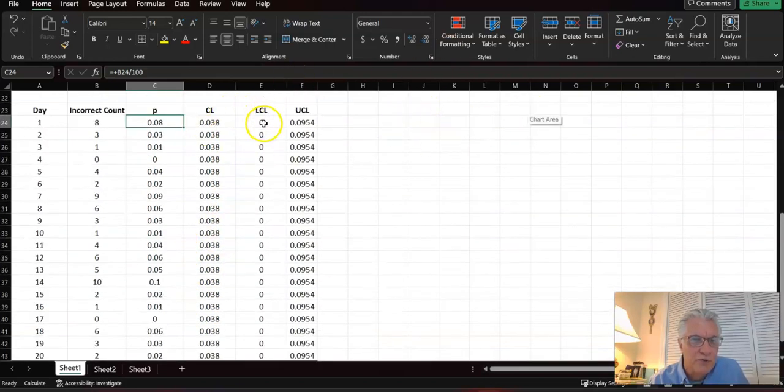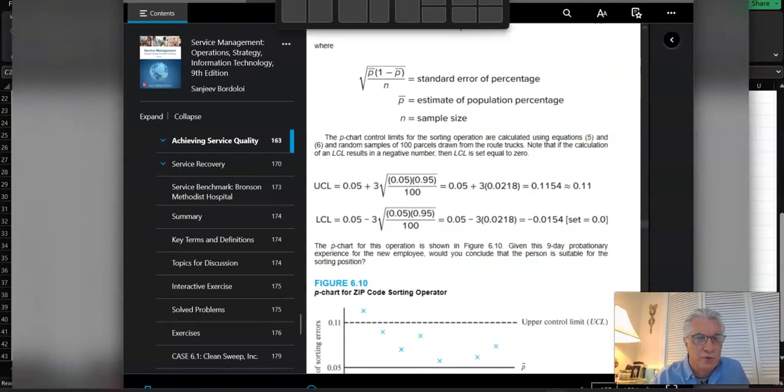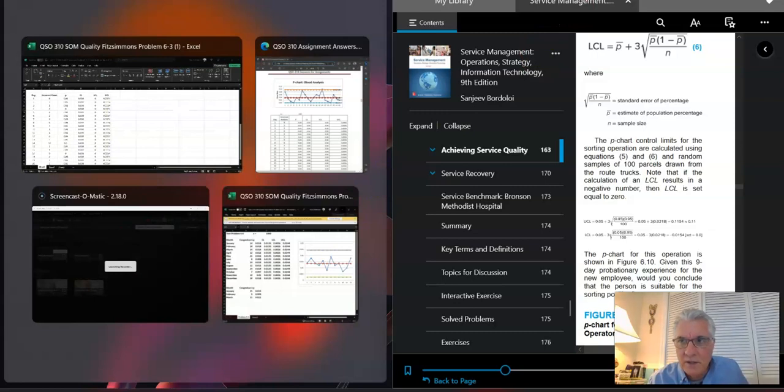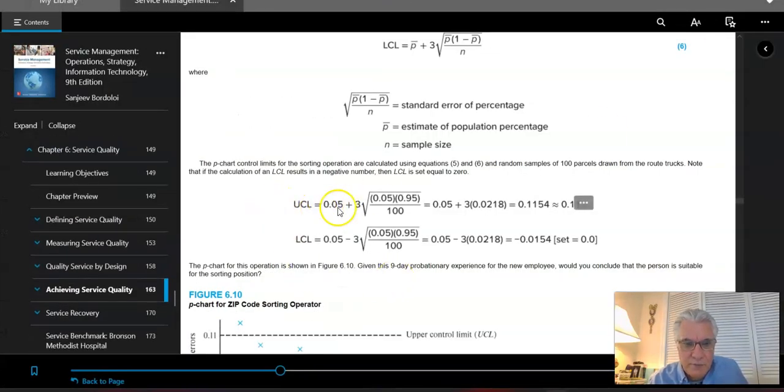The lower control limit is then calculated. Let me show you over here where that came from. The upper and lower control limits of a P chart are calculated this way. It's the mean line of 0.038 plus 3 times the square root of 0.038 times 1 minus 0.038, divided by 100. And then the lower control limit is just minus 3 sigma down. That was plus 3 sigma, that's minus 3 sigma. And you do the same thing: the mean P times 1 minus the mean P, divided by 100.